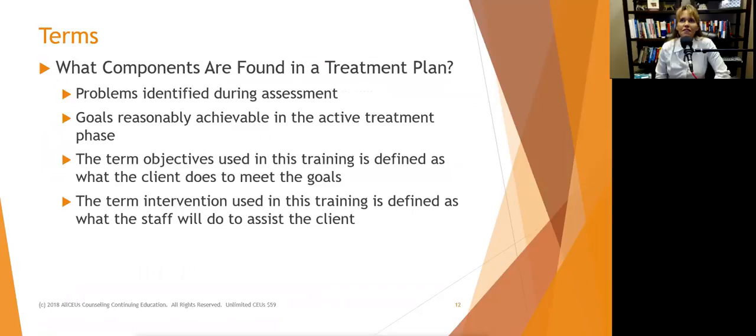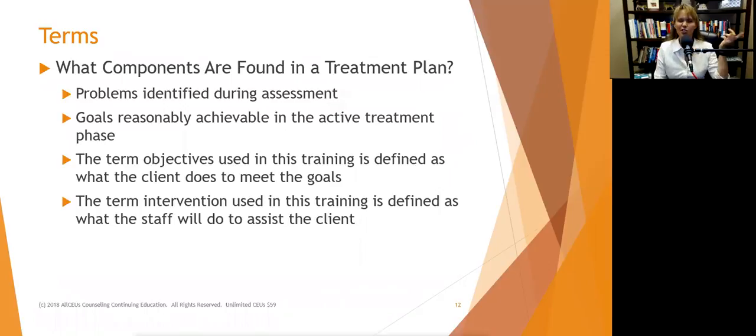So what components are found in a treatment plan? Problems identified during the assessment. Obviously that's where we're going to start, is the problem statement. Goals that are reasonably achievable in the active treatment phase, so while they're with you. The term objectives in the ASI format, and ASI has their own treatment planning sheet and everything if you want to use it. But in the ASI format, the term objectives is defined as what the client does to meet the goals. And the term intervention is used as what the staff will do to assist the client.